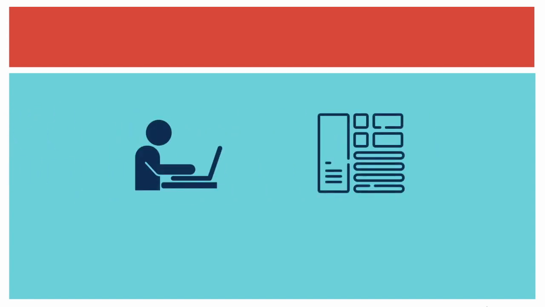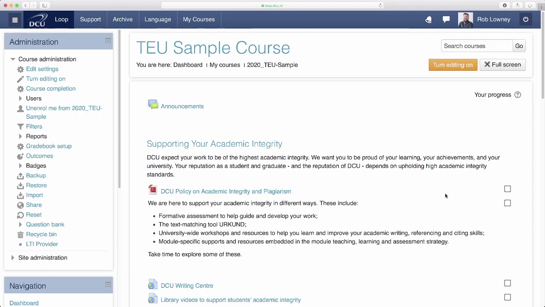Let's look at how you might do this by taking DCU's virtual learning environment Loop as an example. Students can use the forum activity in Loop to share their thoughts with you as the lecturer and with their peers, and have an asynchronous discussion on certain assessment issues.